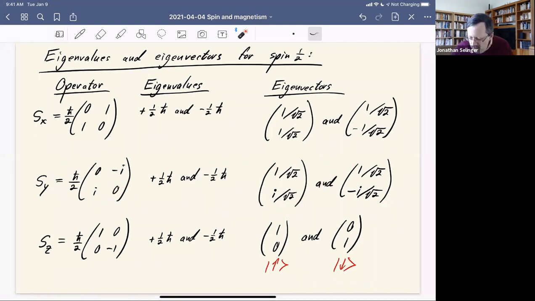When I look at a table like this, it just seems so weird to think that a state that has spin in, say, the plus x direction, so that would be this state, is a linear combination of the up state and the down state with certain relative phases. And the state that's aligned with its spin in the y direction is also a linear combination of the up state and the down state with different relative phases.